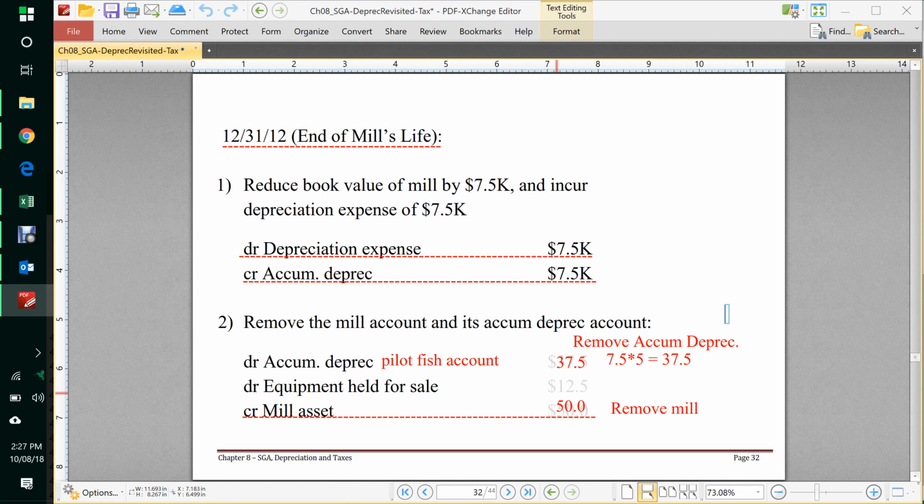This gave birth to a new asset called equipment held for sale. That's a good name because it tells us it came out of PPE, and it also describes that they're trying to sell it as soon as possible. So that's a debit because this is a new asset that they're getting, of 12.5. Now debits equal credits and everything looks great.